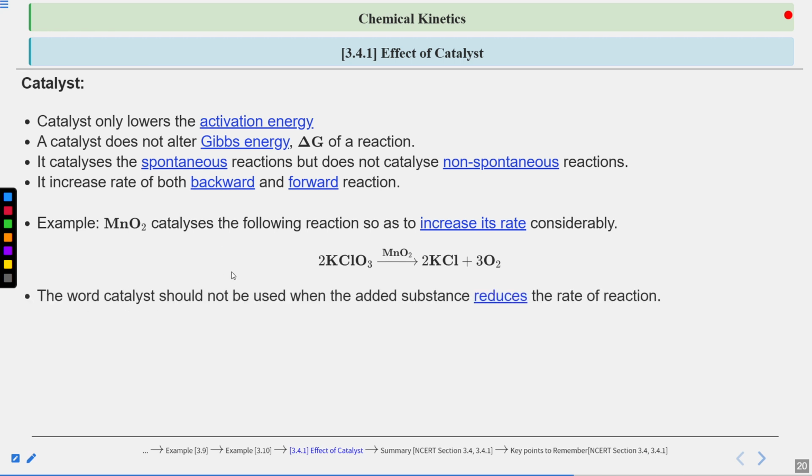The word catalyst should not be used when the added substance reduces the rate of a reaction. So we can't use the word catalyst for a substance we have added to the reaction if that is going to reduce the rate of reaction. If the rate of reaction is decreasing, we can't call the added substance a catalyst. Such a substance is called an inhibitor.